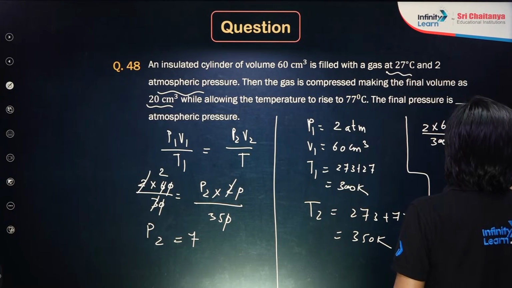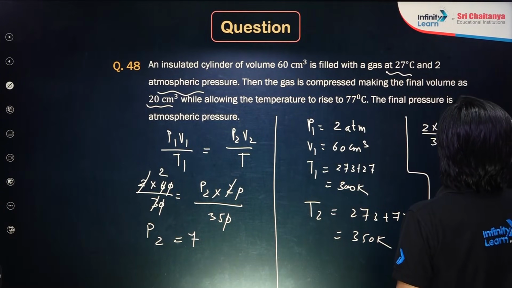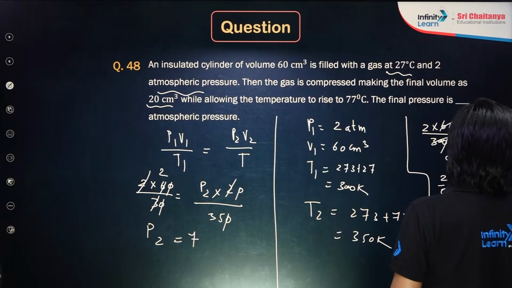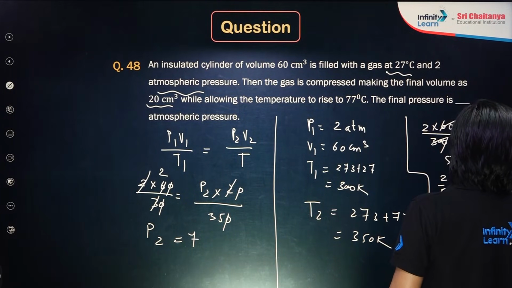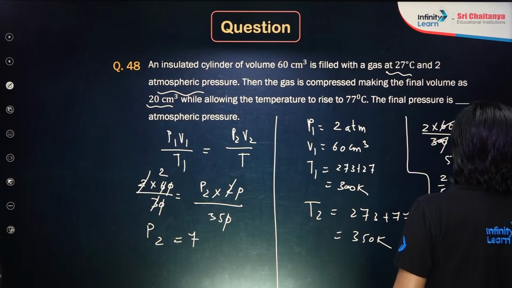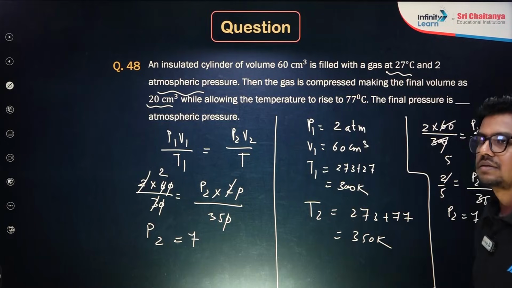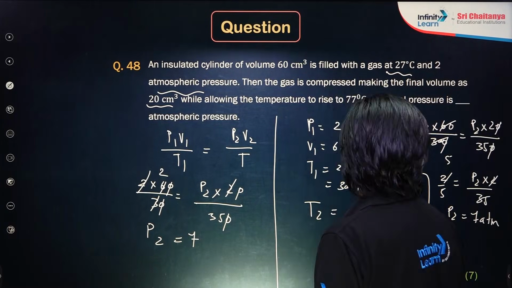Okay, so if the zeros cancel out, this 60 gives me 5. So 2 by 5 equal to P2 into 2 divided by 35. This 2 and 2 cancel. So P2 is actually equal to 7 atmospheric pressure. And that will be the answer for this question.